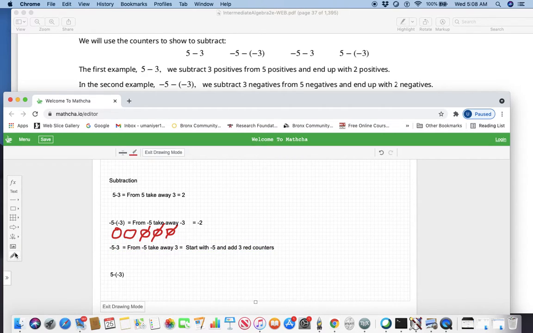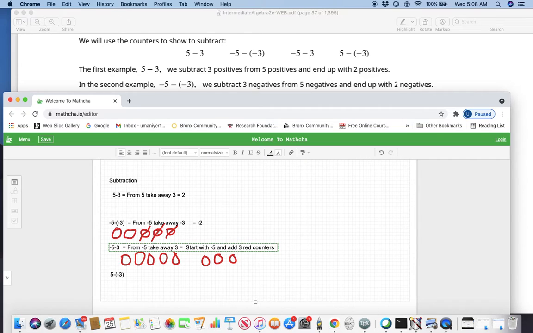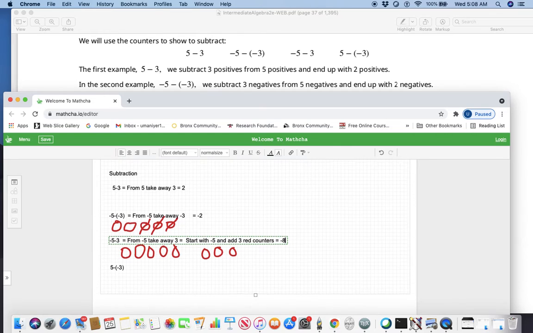So pictorially, you start with 5 in the red already. That's what negative 5 represents. And you are adding 3 more red because you are taking away 3 wholes. So you are more in the red. So when you are more in the red, you are going to be how many? 8 in the red. So that's negative 8.